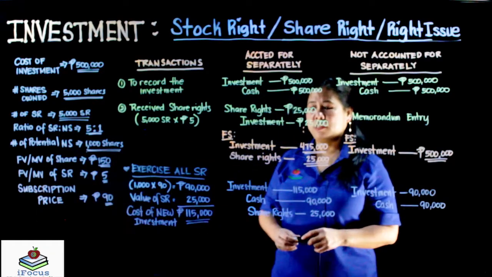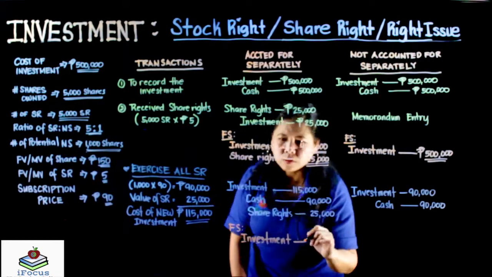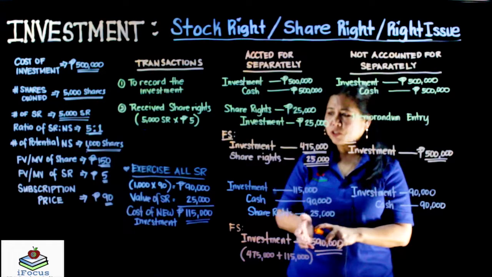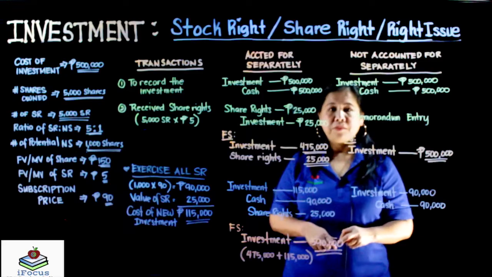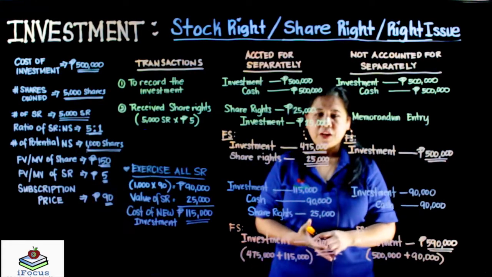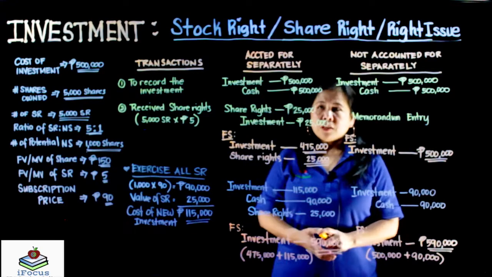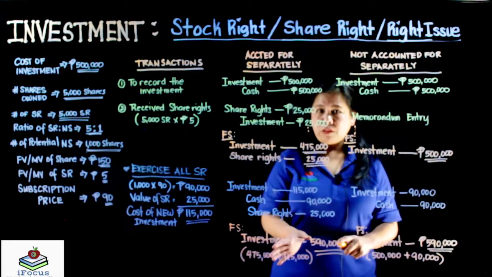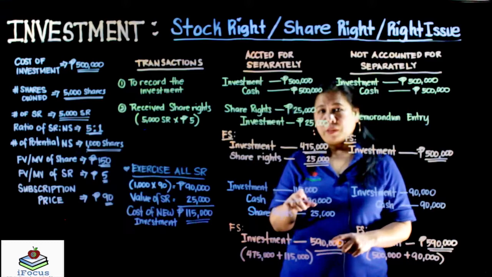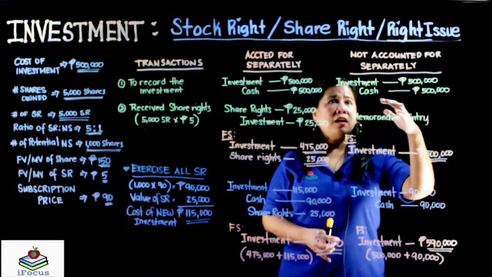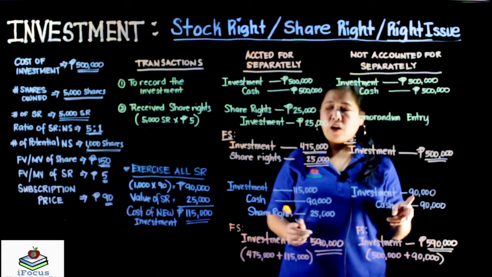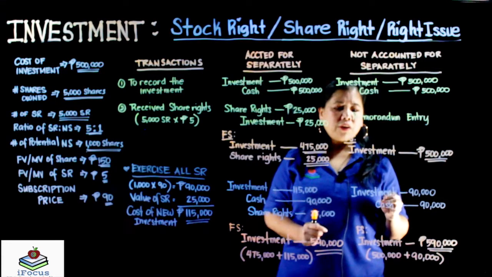After exercising the stock rights, alright, so at the end, parehas lang sila ng carrying amount of their investment after they exercise all the stock rights. So, dito sa accounted for separately, ang carrying amount is 590,000 and that is from 475,000 plus the 115,000 na dinebit natin na investment. So, 590,000. Dito naman sa not accounted for separately, ang investment niya ay 590,000: 500,000 plus another investment from exercising all the stock rights or from purchasing the new shares of 90,000.